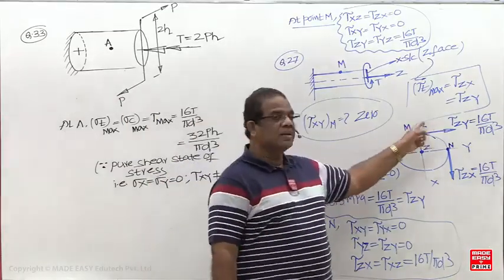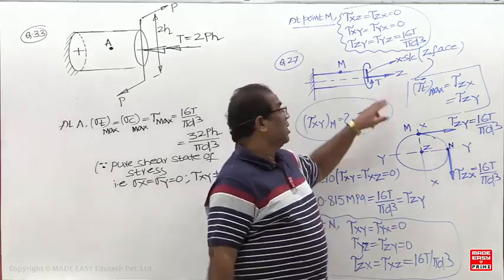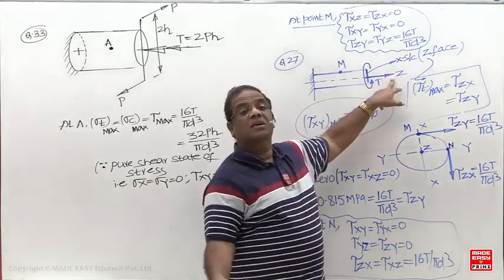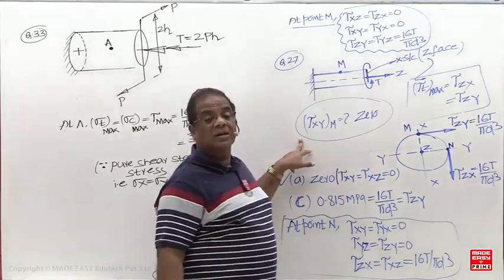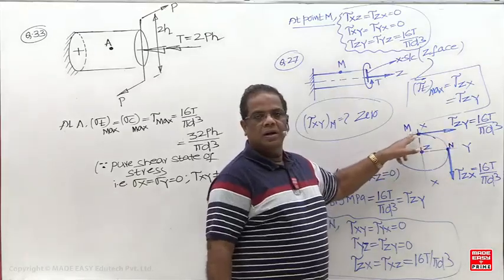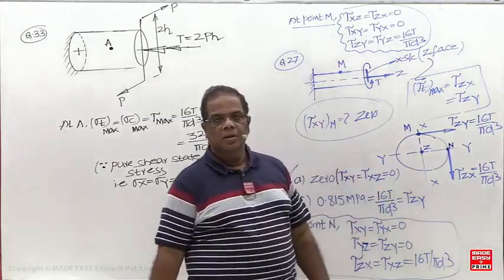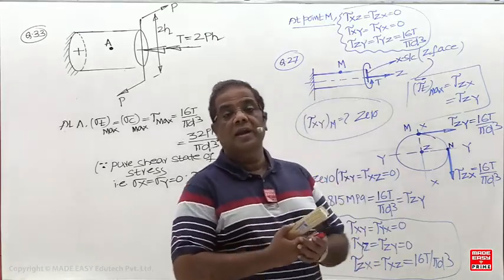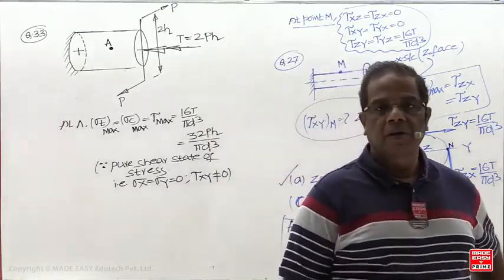But some students are going to waste time on all this. If, by chance, the question asks for tau zy or tau zx, then you have to check it and draw this. Then this will become tau zy, and this will become tau zx. So many times I have mentioned that the GATE exam is a test of concepts.